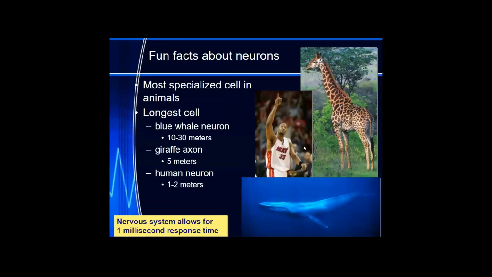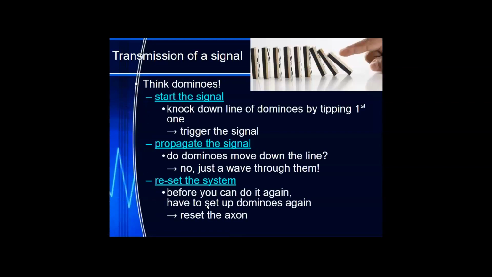Just some fun facts. The longest neuron is in the blue whale, the giraffe is next, and then humans, at 1 to 2 meters, like from your spinal cord to your toe or from your spinal cord to your finger. That's one long cell. So the signal needs to move very far, so you have long transmission. So you have structure meeting function. Neurons send signals out very, very fast. It's about a millisecond response time.